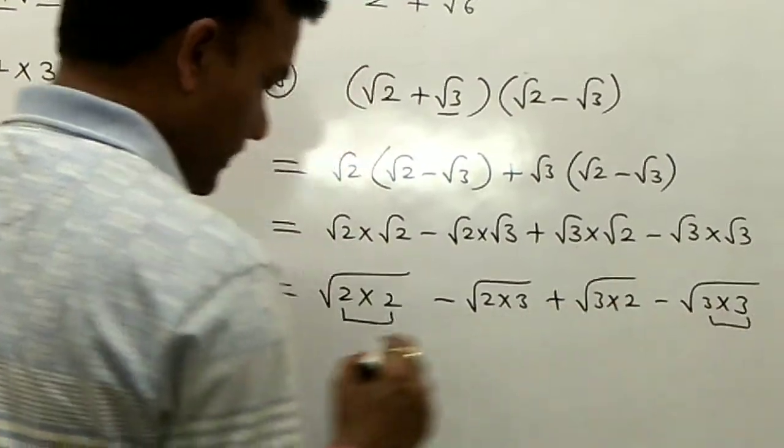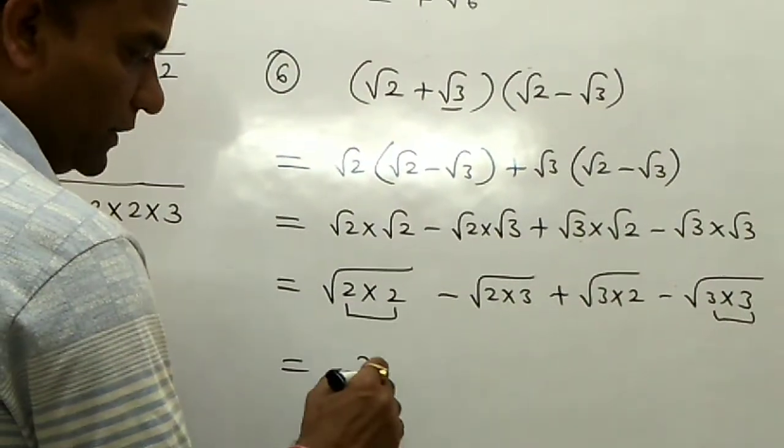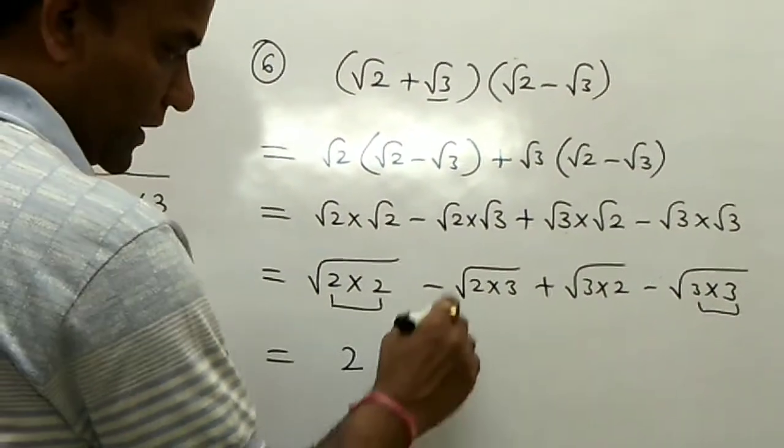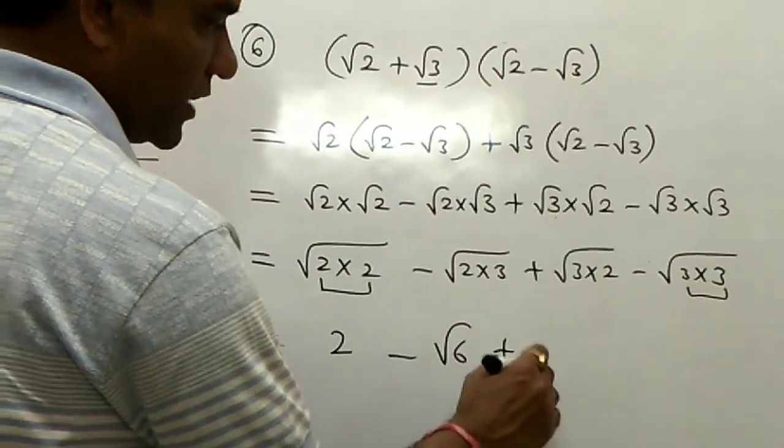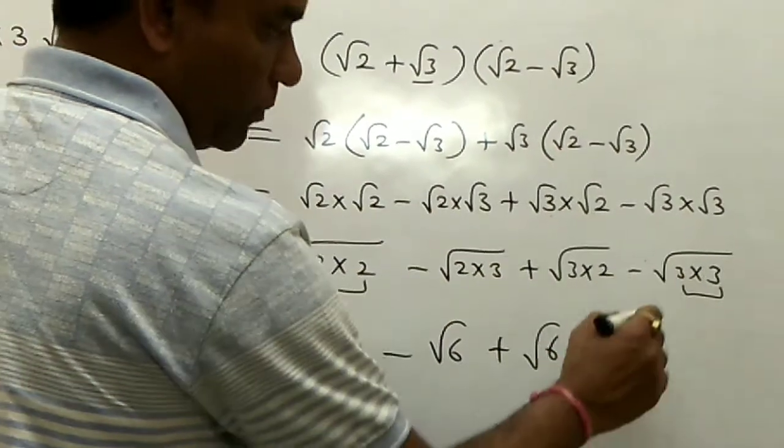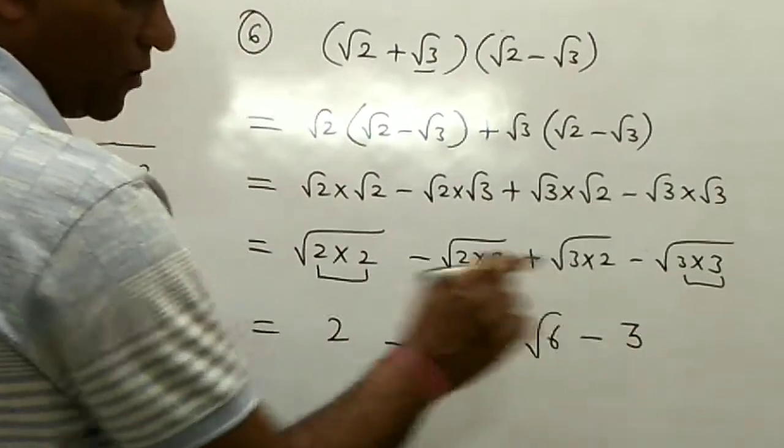Again we have a pair here. Then the root sign is removed here, so you have 2 only. But here you have root 6, and similarly you have root 6. And now again a pair here, so the root is removed and you have 3.